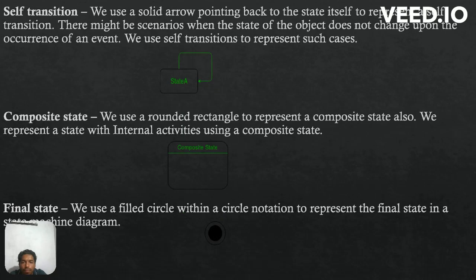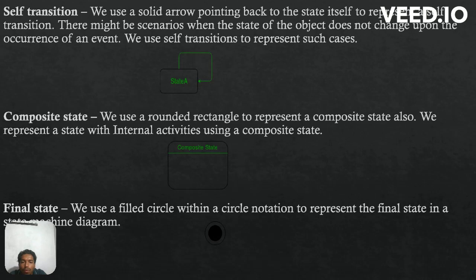Self transition. We use a solid arrow pointing back to the state itself to represent a self transition. There might be scenarios when the state of the object does not change upon the occurrence of an event. We use a self transition to represent such cases.